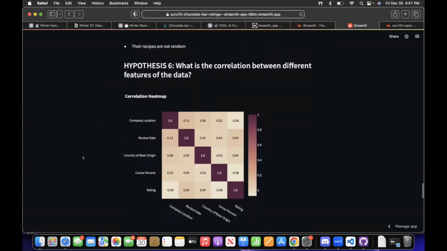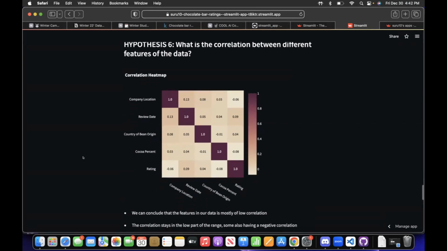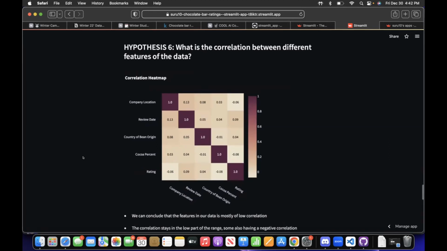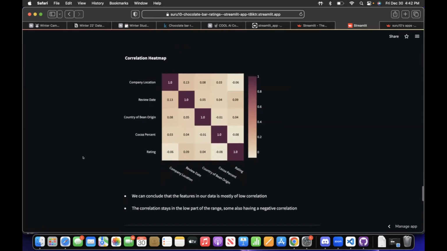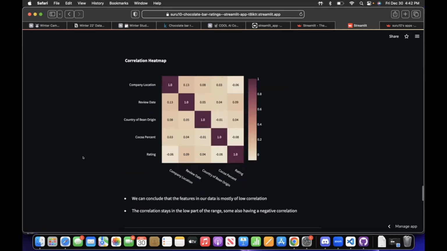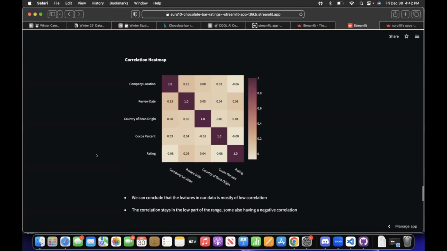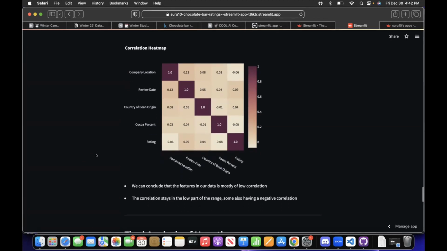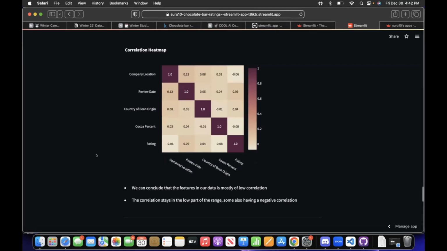Next up is hypothesis 6, which goes over the correlation between the different features in the data: specifically, the company location, review date, country of bean origin, cocoa percent, and finally rating. Normally, this graph would go from 1 to -1, showing the overall correlation, with -1 being negative correlation. But due to the lack of overall cohesiveness between the different areas in the graph, it only goes to about -0.1. Most of the data is very low, which overall tells us that there's a very weak correlation.